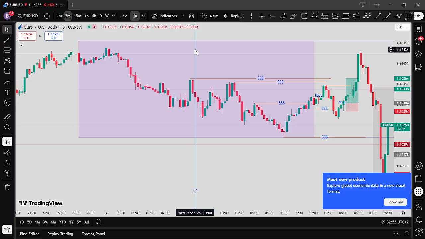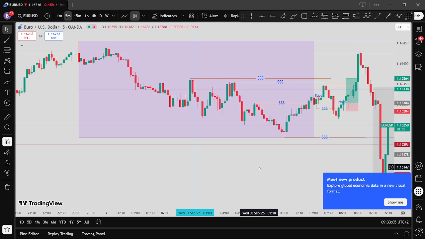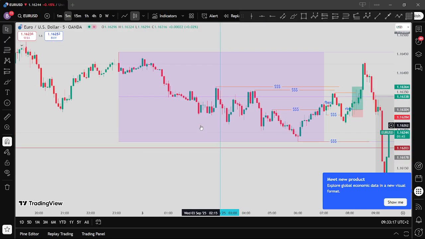I look at my charts from 3 a.m., which is the middle of Asia. 3 a.m. South African time, Johannesburg. If you see here, I pick Johannesburg because that's where I'm from. So wherever you're from, you're going to pick that middle of Asia. So I start to look at the structure from the middle of that.